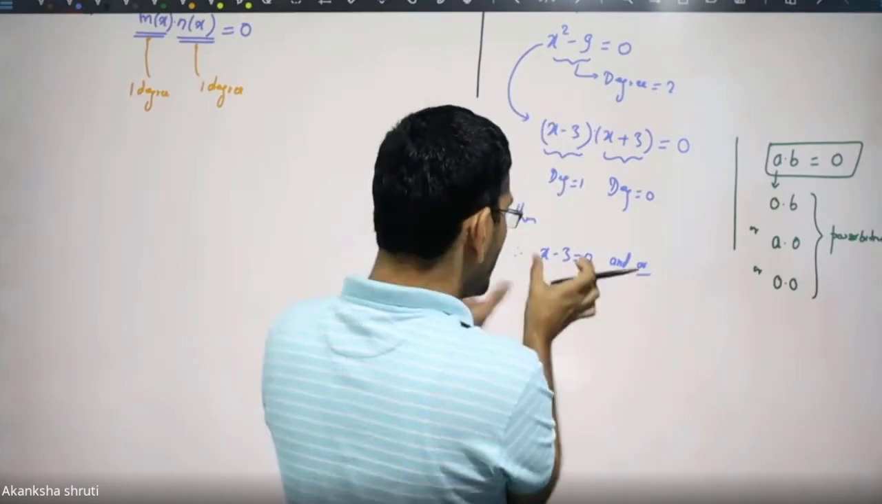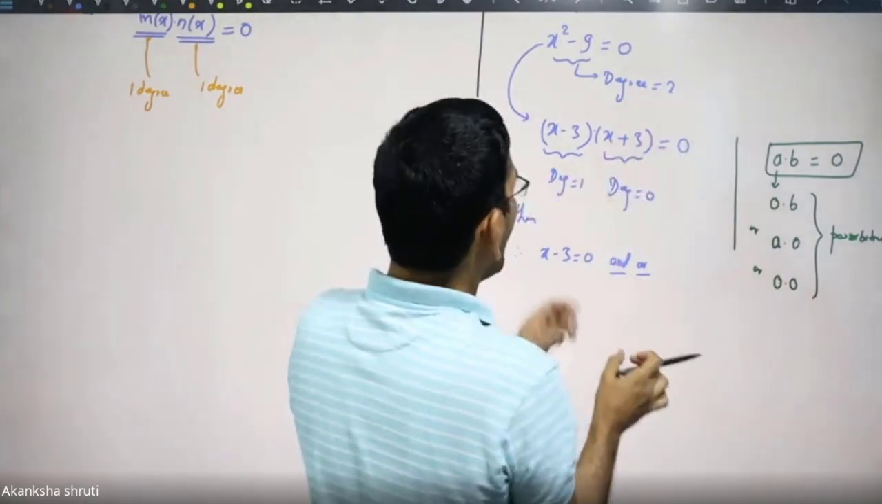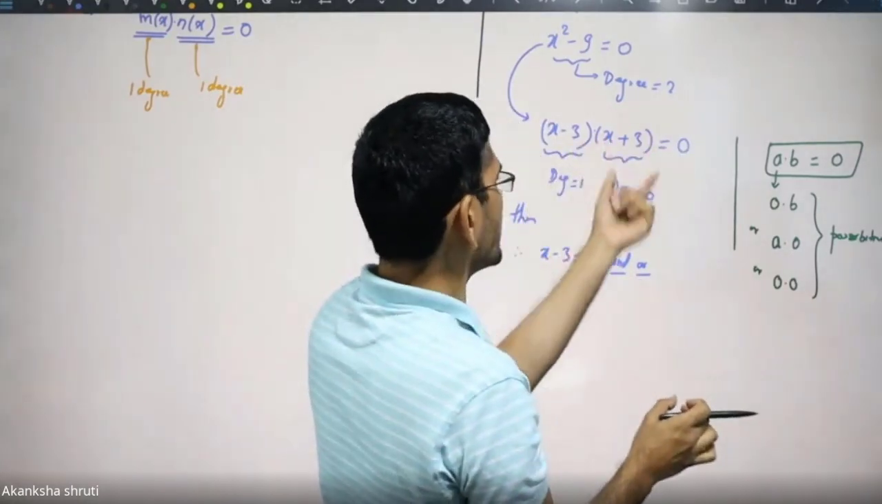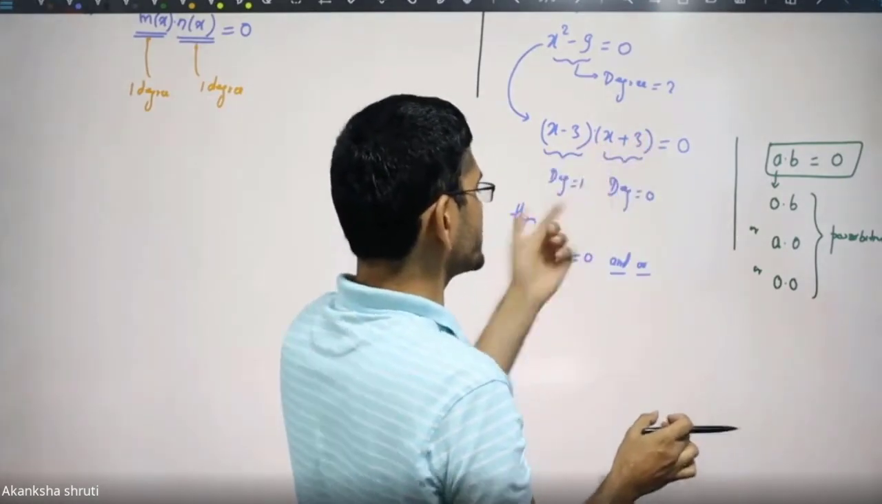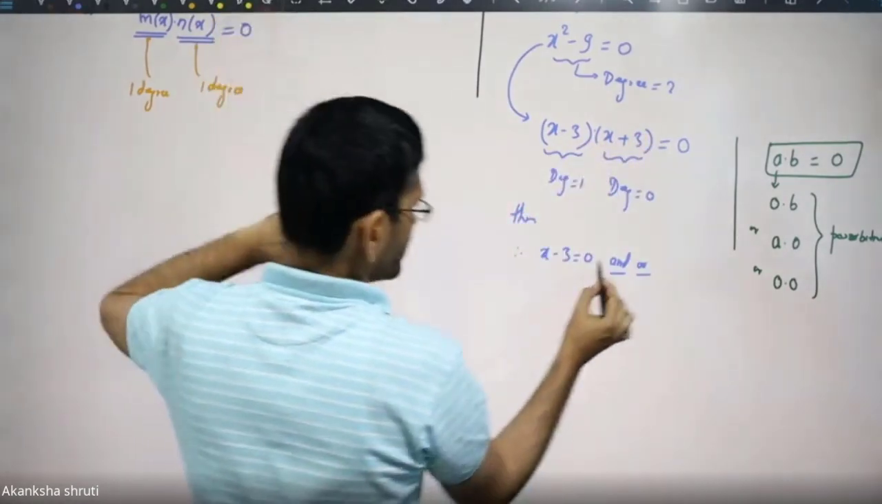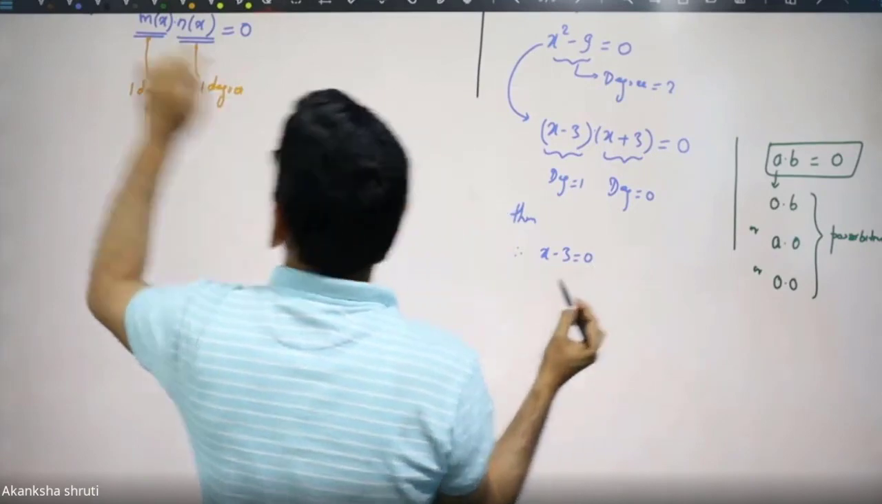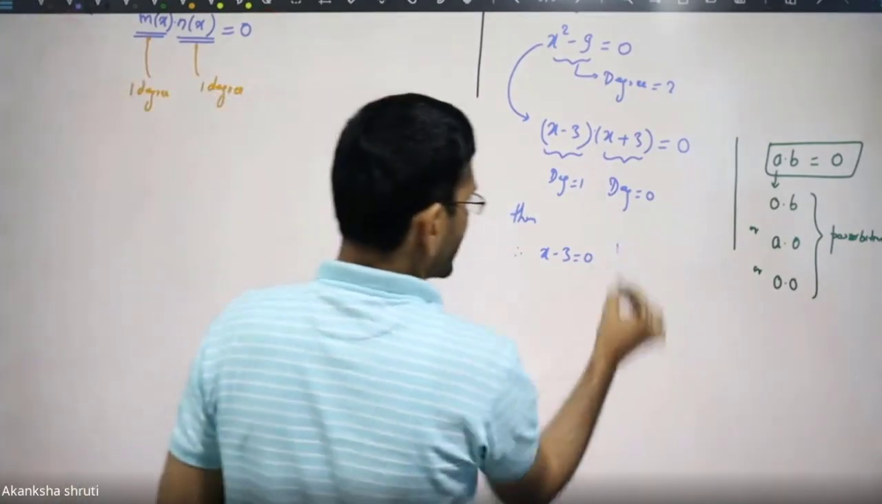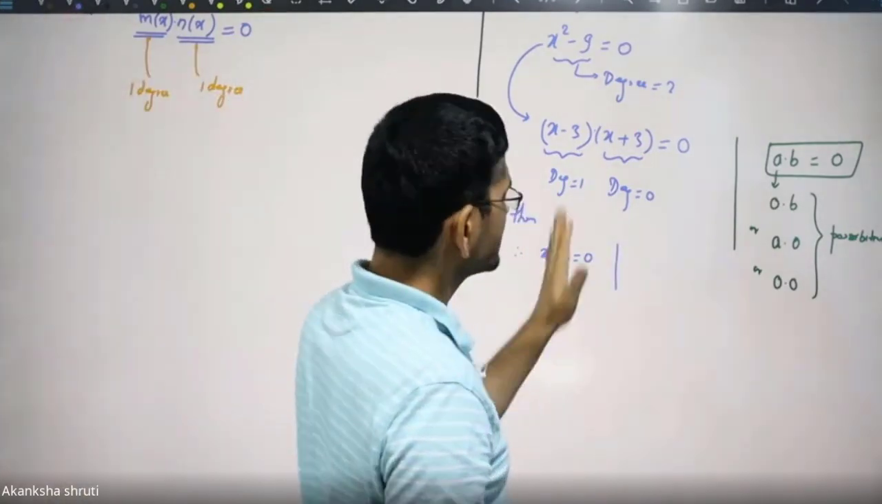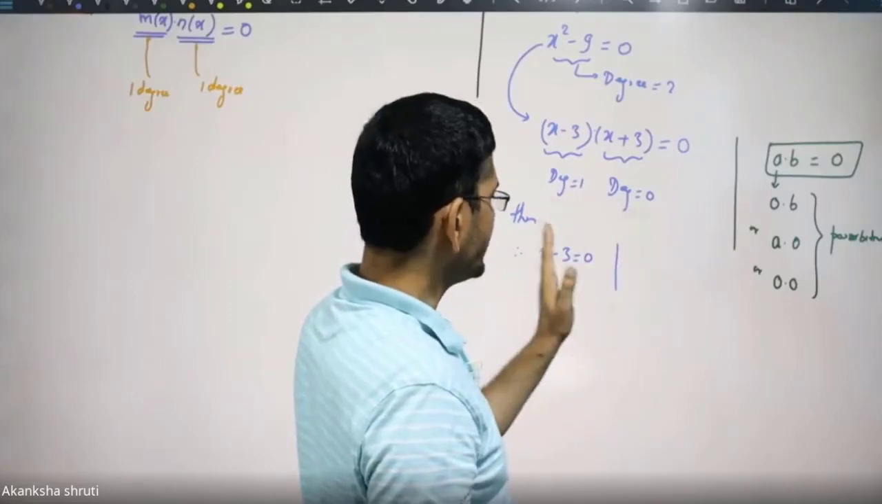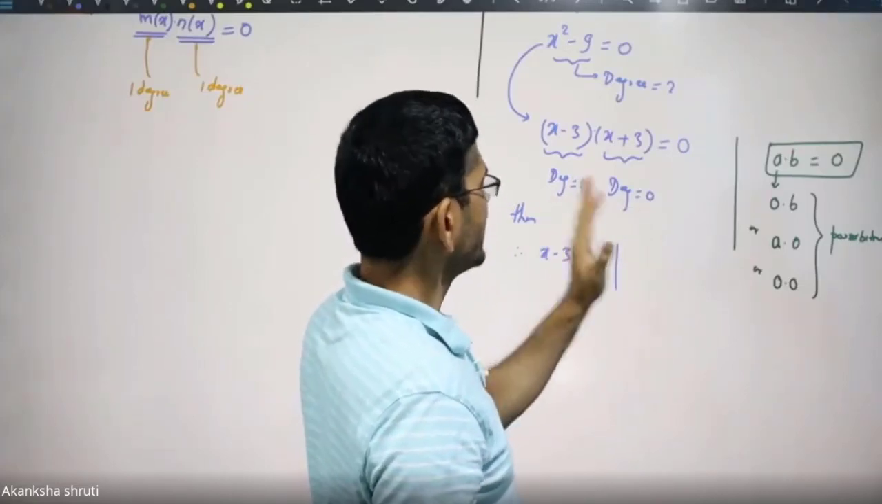So either along with this should be 0, or only this is 0 and this is not 0, or only this second is 0 and the first is not 0. That's why, to avoid this confusion of writing "and" or "or", we are just putting another line. Means this with this, or this and this.